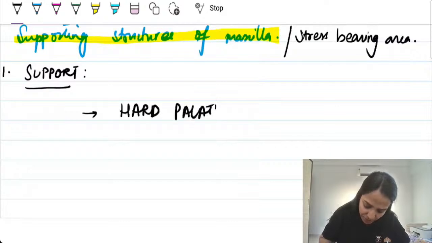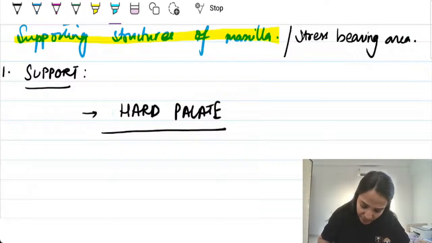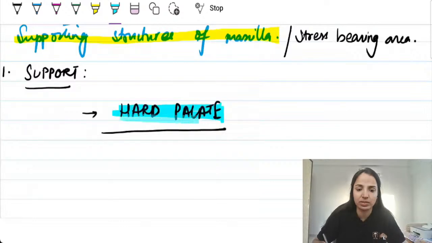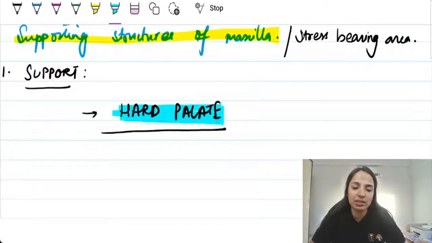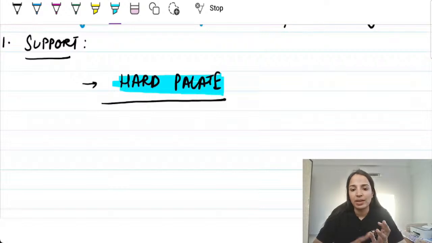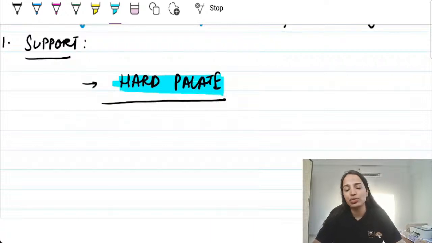Now, a lot of controversy surrounds this in your MCQ textbooks, not in your standard textbooks as such. Your standard textbooks have the correct answer, but in your MCQ textbooks there is a lot of confusion. I'll clear it out for you here. The 9th edition mentions something different, the 10th edition evolves and changes it, the 11th edition changes it, the 12th edition changes it. In the early editions, it used to be written that the alveolar ridge gives you support for the maxilla. In the recent editions, it has been changed to hard palate.